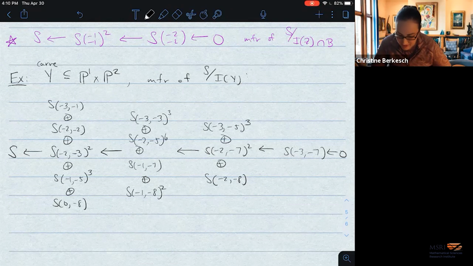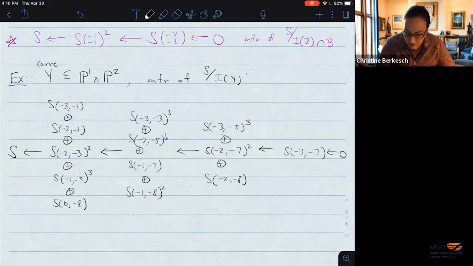In particular, you'll notice my P1 cross P2 is a three-dimensional space, and now I'm at length 0, 1, 2, 3, 4. I have a length 4 complex. This is typically going to happen because now I'm going to have many more variables than the dimension of the underlying geometric space, as opposed to projective space where I just had that one extra variable. Okay, but all is not lost.